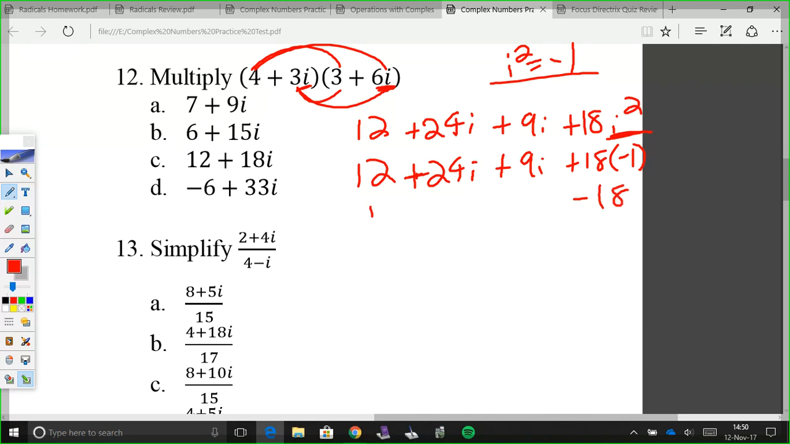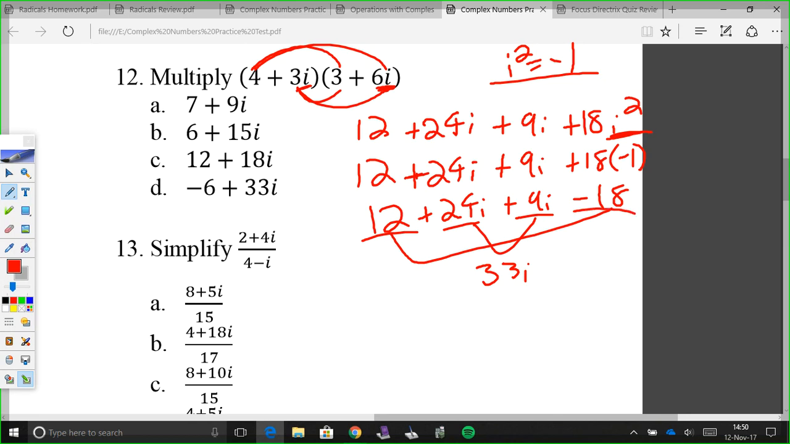And again, you can copy all this down again if you want to, or just erase it on your paper. But anyway, now you just combine your like terms. So these two terms are alike. 24 plus 9 makes 33i. And these two terms, 12 minus 18, are also alike. That's a negative 6. So I have negative 6 plus 33i is my answer. Alright, so yours, make sure you FOIL it. Make sure you change your i squared to negative 1s, and then combine your like terms.